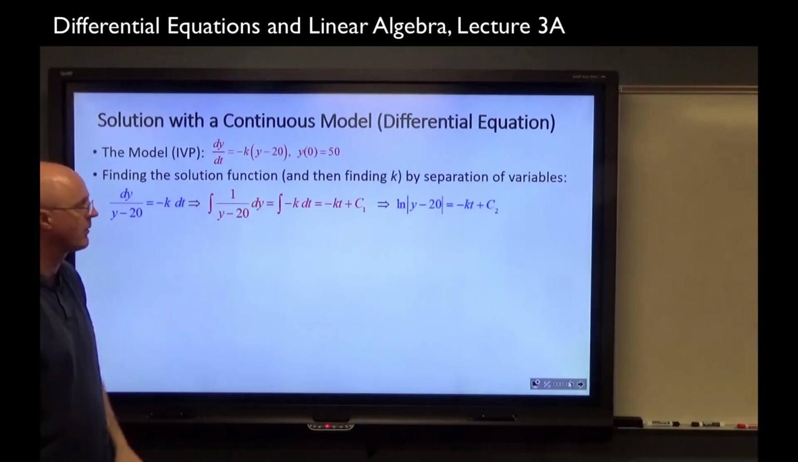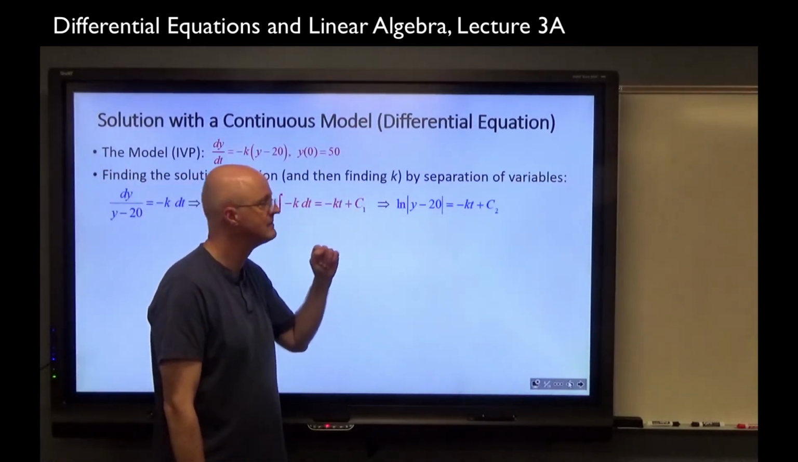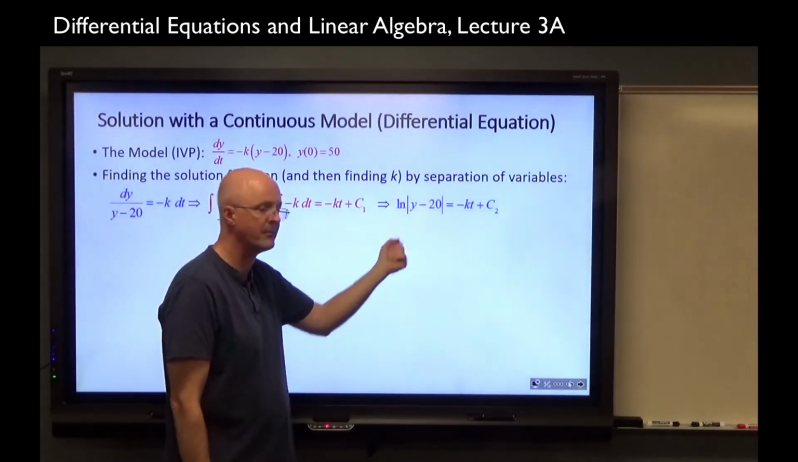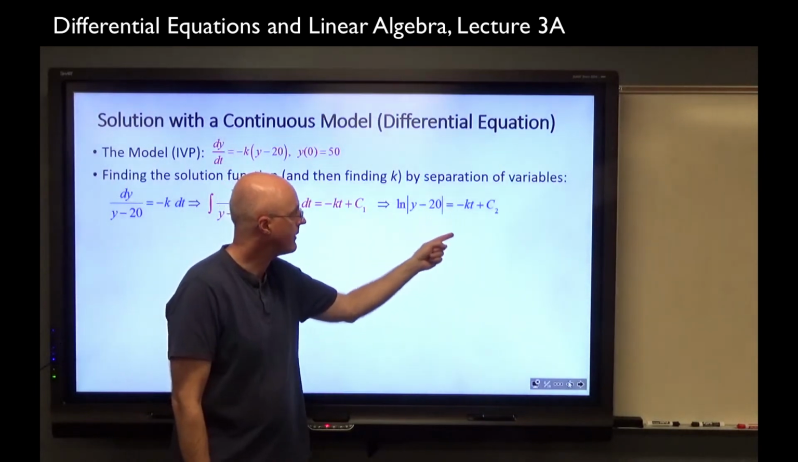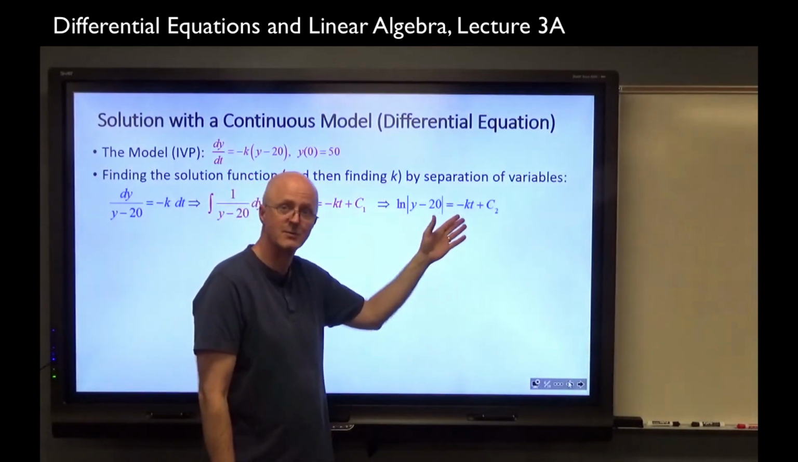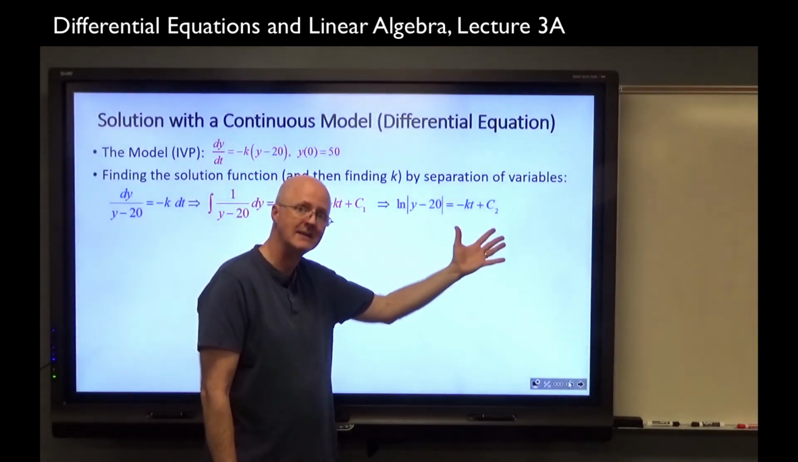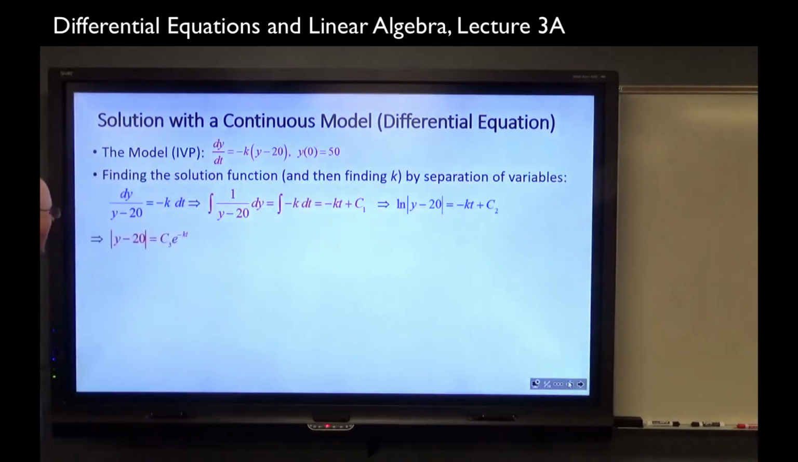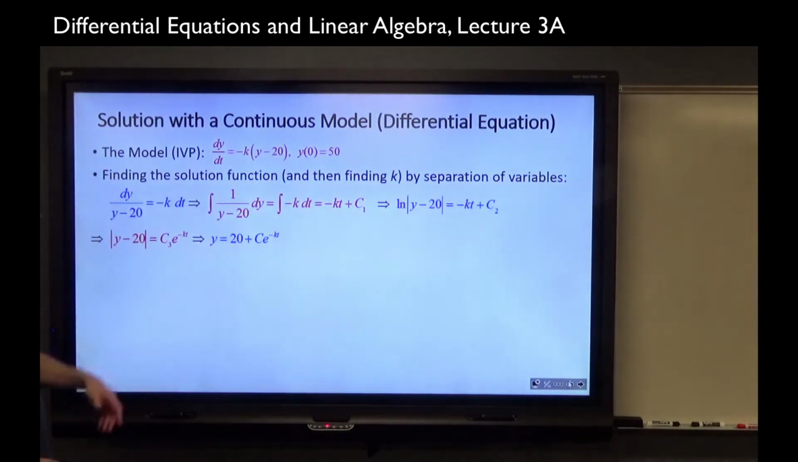The goal is to solve for y as a function of t. We could exponentiate again. The e and the log will cancel out because they're inverse functions. You'll be left with the absolute value of y minus 20. Over here, when we exponentiate and use a property of exponents, we get e to the c2 times e to the negative kt. Get rid of the absolute value signs, then add 20. And here's your general solution right here.